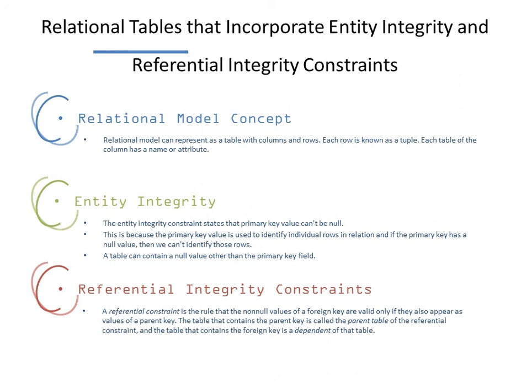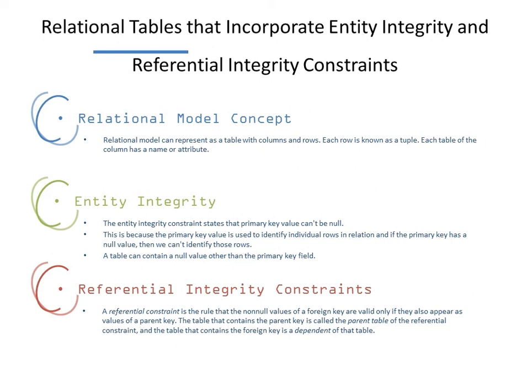Entity integrity. The entity integrity constraint states the primary key value cannot be null. This is because the primary key value is used to identify individual rows in the relation, and if the primary key has no value, then we can't identify those rows. A table can contain a null value other than in the primary key field.